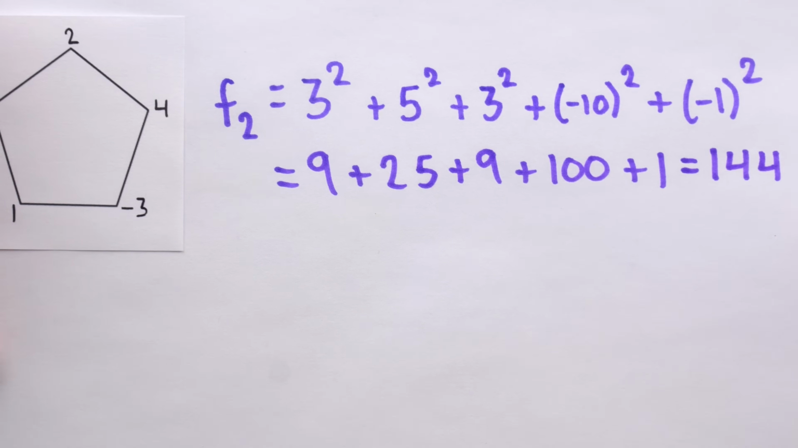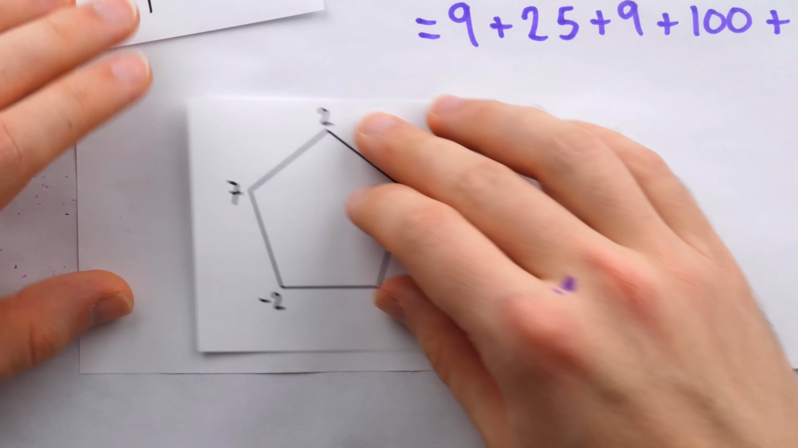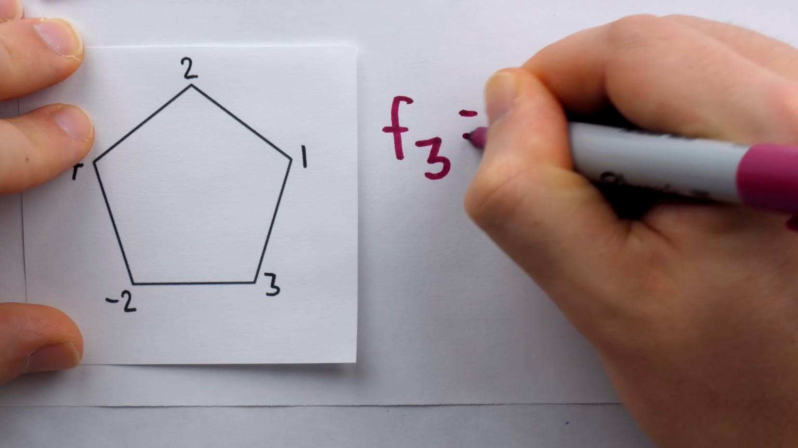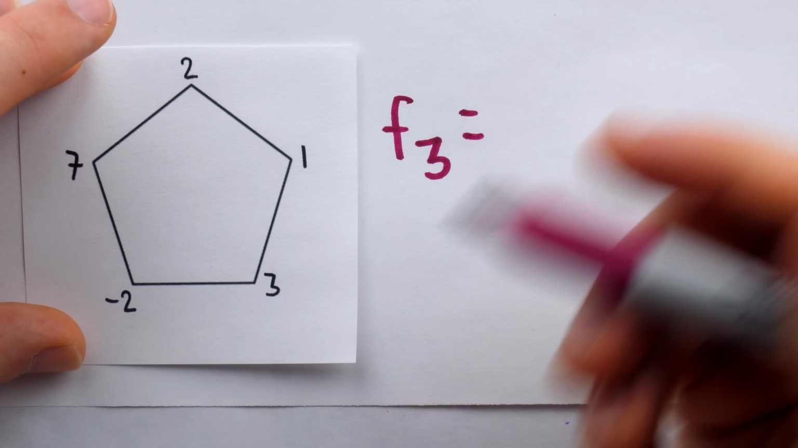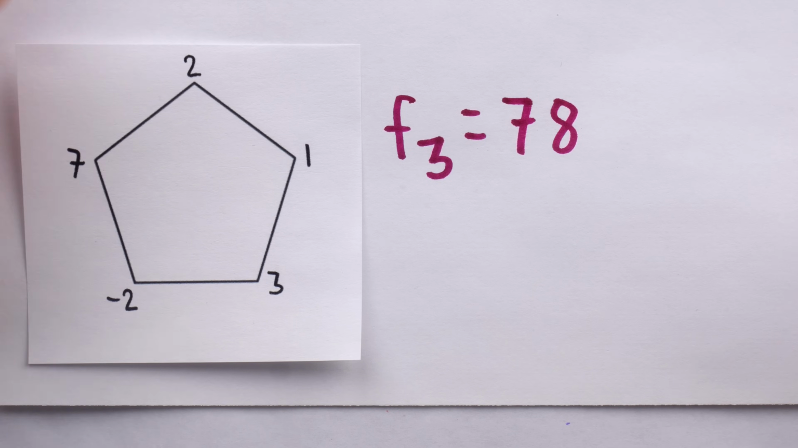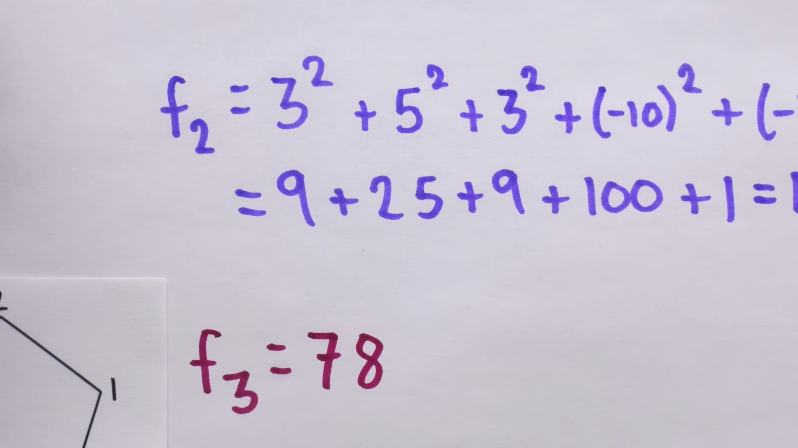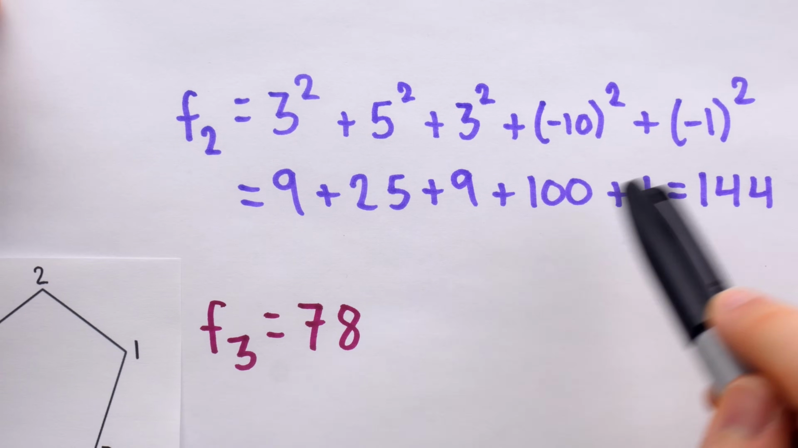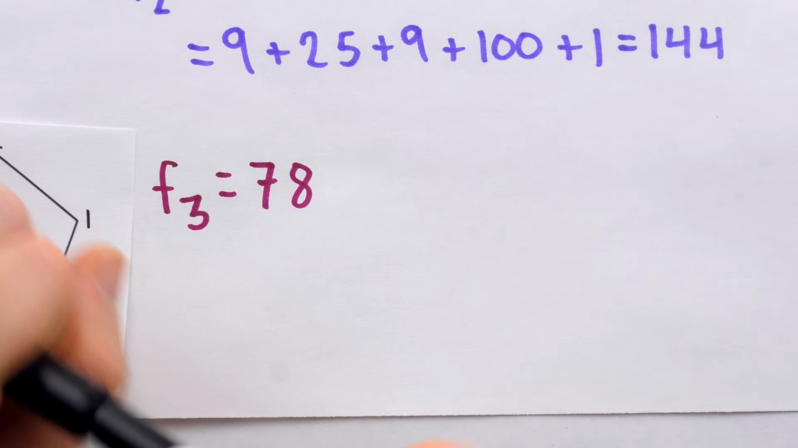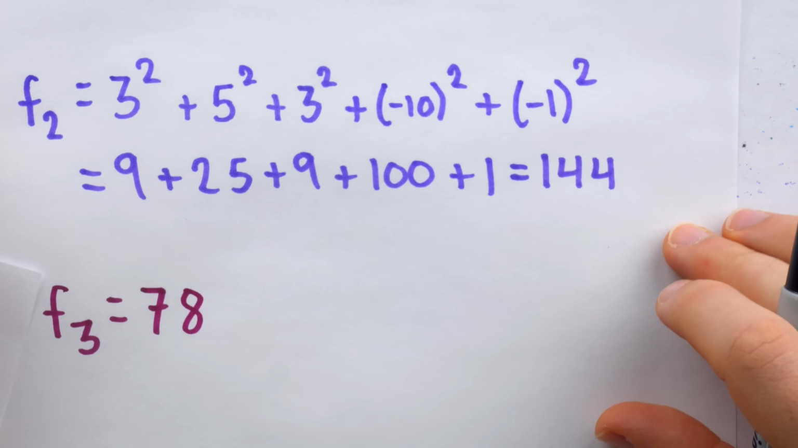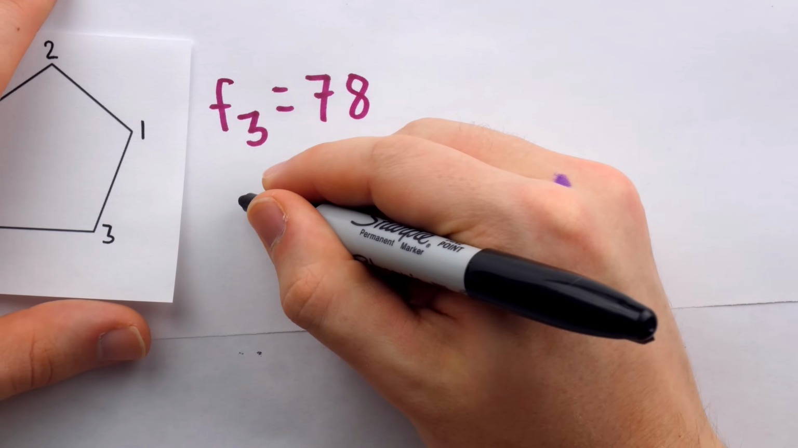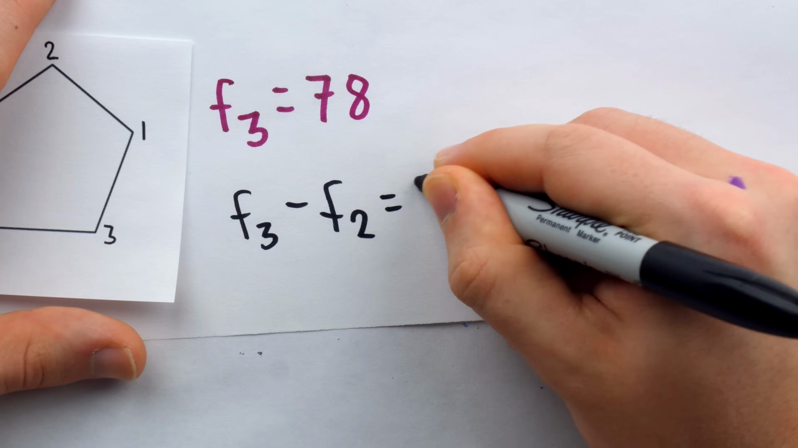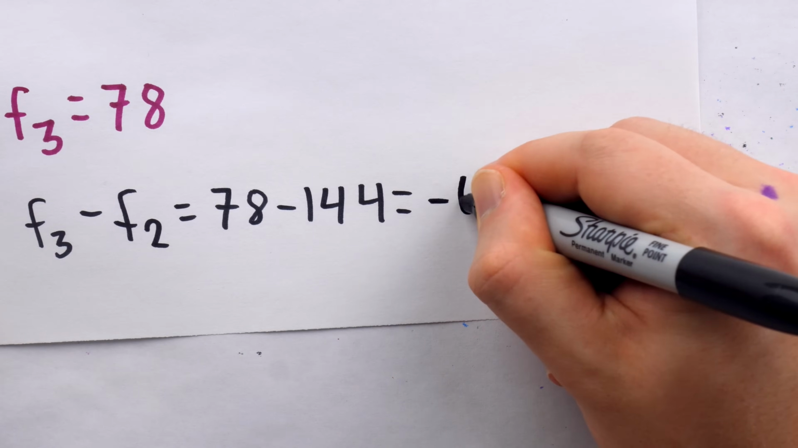Now, if this is f2, we could apply the function to the next pentagon in the sequence and call that f3. So here's f3. You can work through the details if you want, but once you do all the adding of the squares, it turns out to be 78. So is our function decreasing? Well, certainly in this example, it appears like it might be. We go from 144 to 78, so it appears to be decreasing. But let's actually look at that difference. You'll see that it takes on a pretty interesting value. So f3 minus f2, that's 78 minus 144. This happens to equal negative 66.